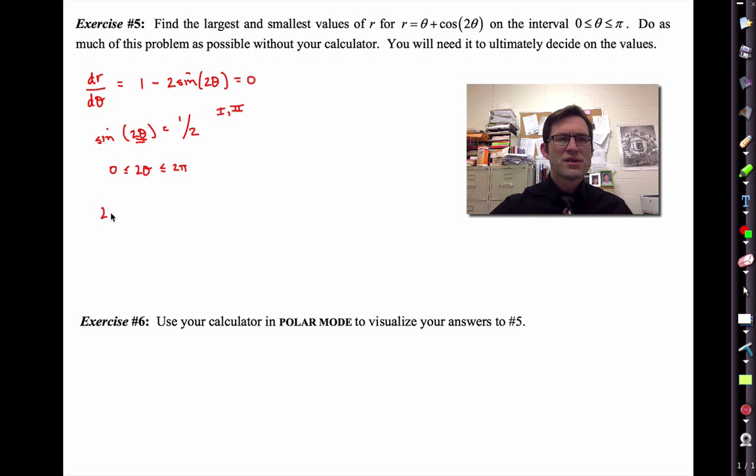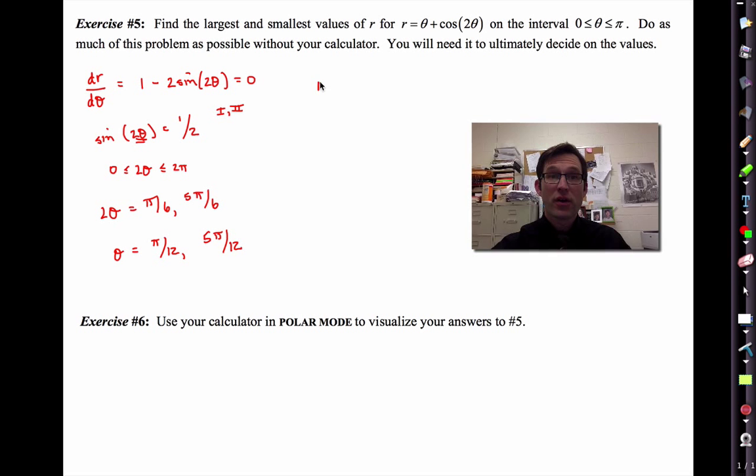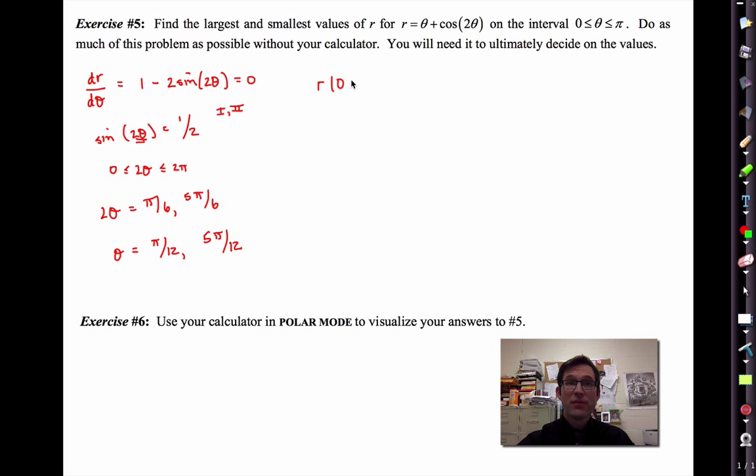All right, so 2 theta will either be pi over 6 or 5 pi over 6, which means theta is going to be pi over 12 and 5 pi over 12. All right, that's it. Just making sure, you bet, those are my critical values. Now I just have to figure out r of 0, which will be 0 plus the cosine of 2 times 0, which will be 1.